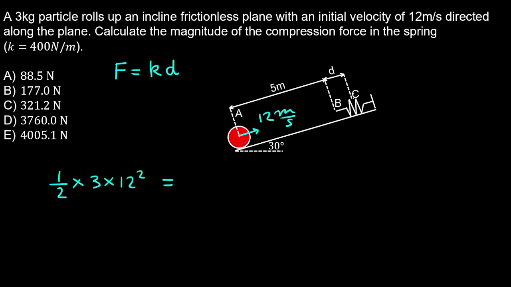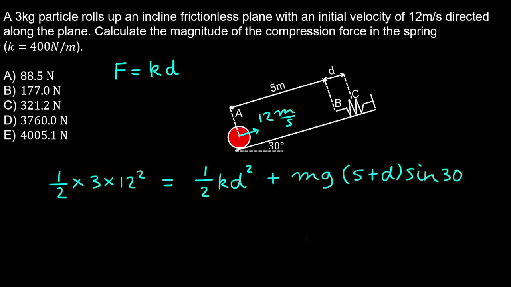So when the spring's compressed, the kinetic energy of the particle will be 0, and the elastic potential energy in the spring will be 1/2 by the stiffness of the spring by the compressed distance squared, plus the potential energy of the particle, which is the mass by the gravitational acceleration by 5 plus d meters, and that's multiplied by sine theta. And if we substitute for the known values given in the problem and rearrange this equation, we obtain the following quadratic.